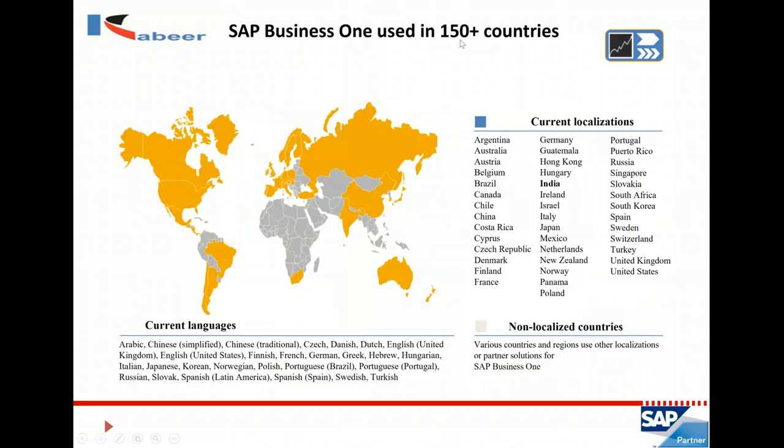SAP Business One runs in 150 countries, which means almost every country in the world. Almost every country on planet Earth, SAP Business One is being used. So almost everyone.